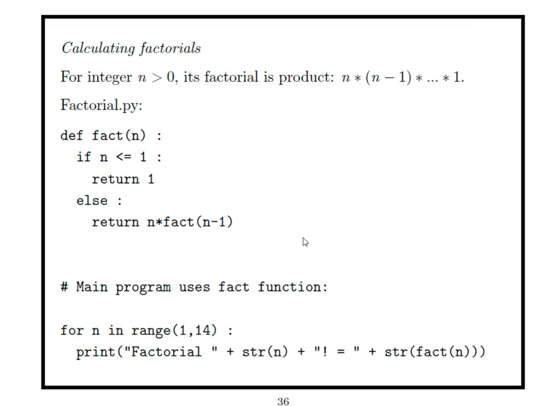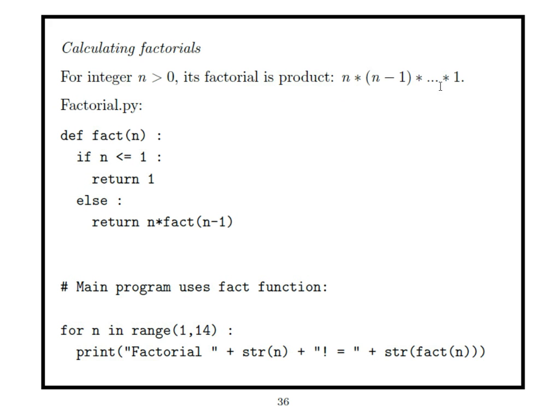Okay, we start to look at the use of functions. Another example of functions is this factorial program. Now, the definition of a factorial is that factorial is the number multiplied by the number minus 1, the number minus 2, the number minus 3, and so on until you reach 1.